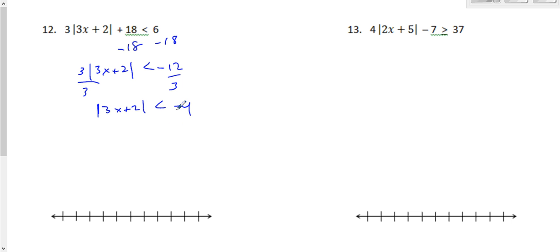At this point, we need to realize that our absolute value is trying to say that it's a negative answer because we are less than -4. In no way can you have the absolute value outcome be negative, therefore this is no solutions.